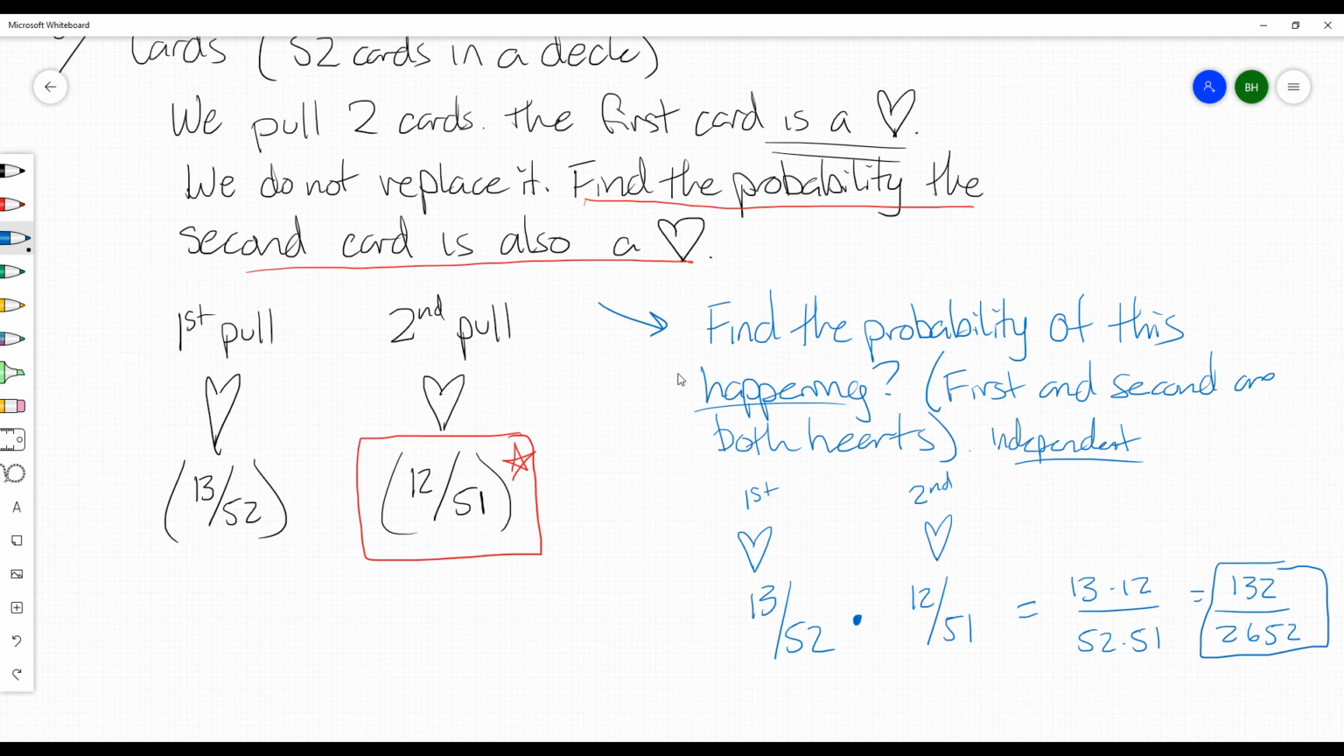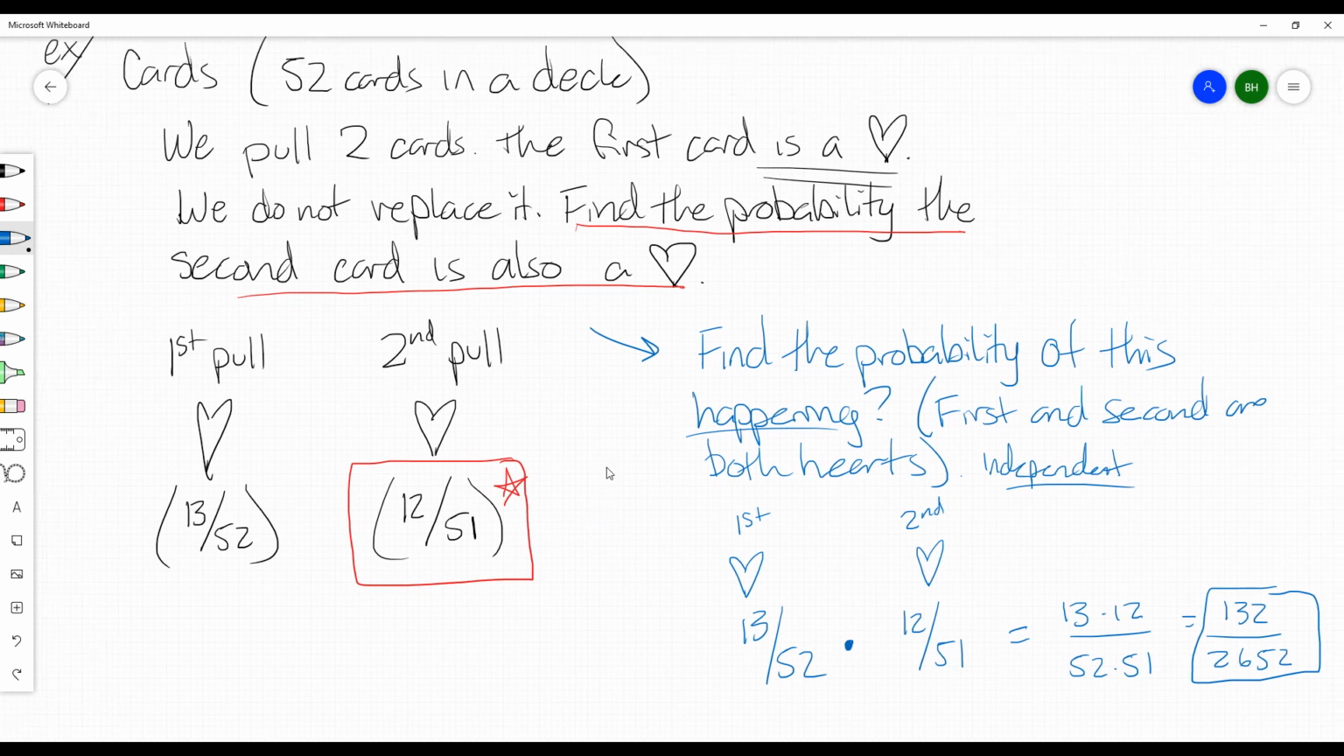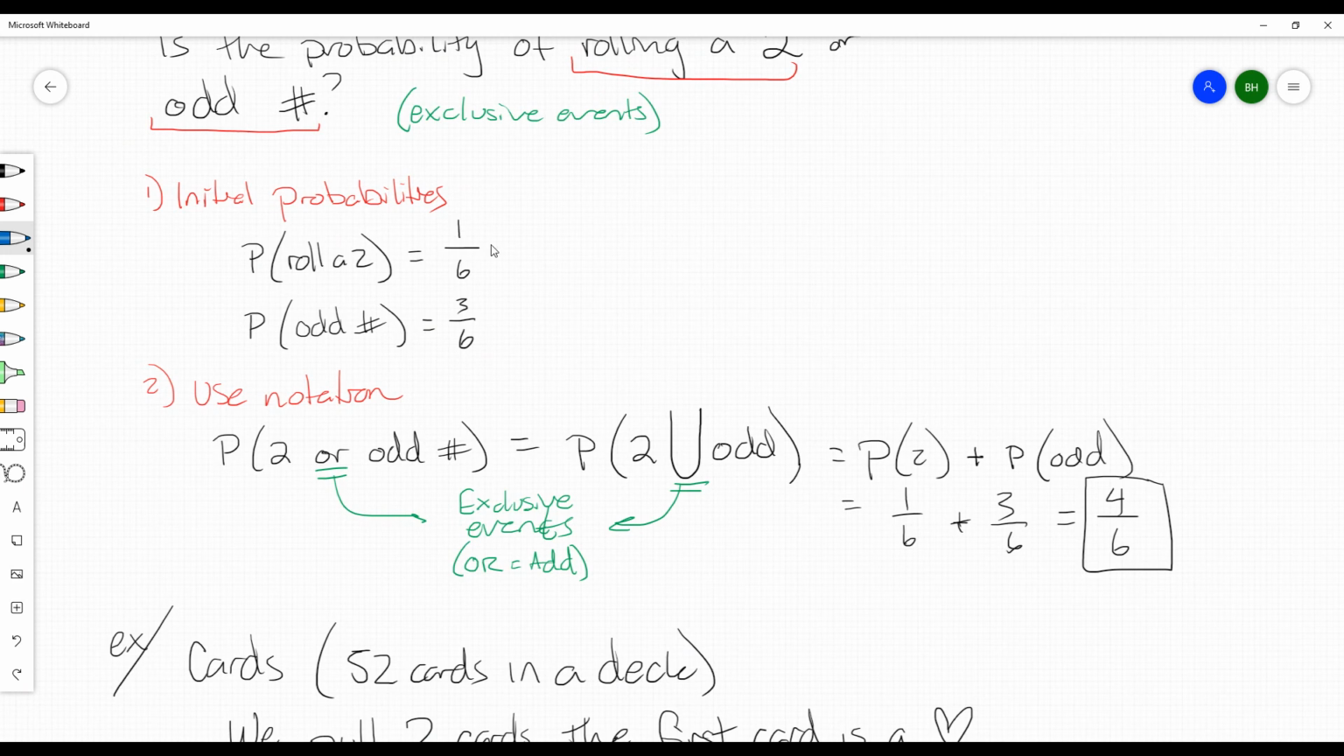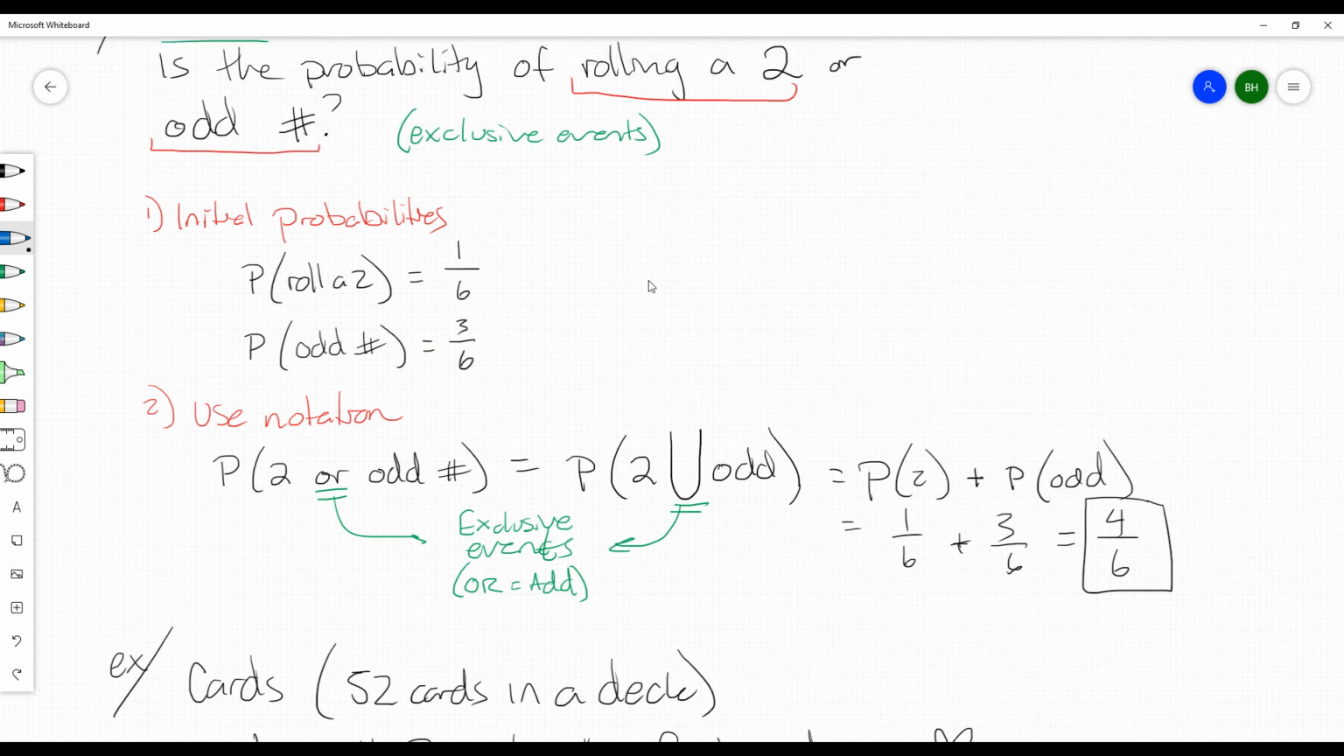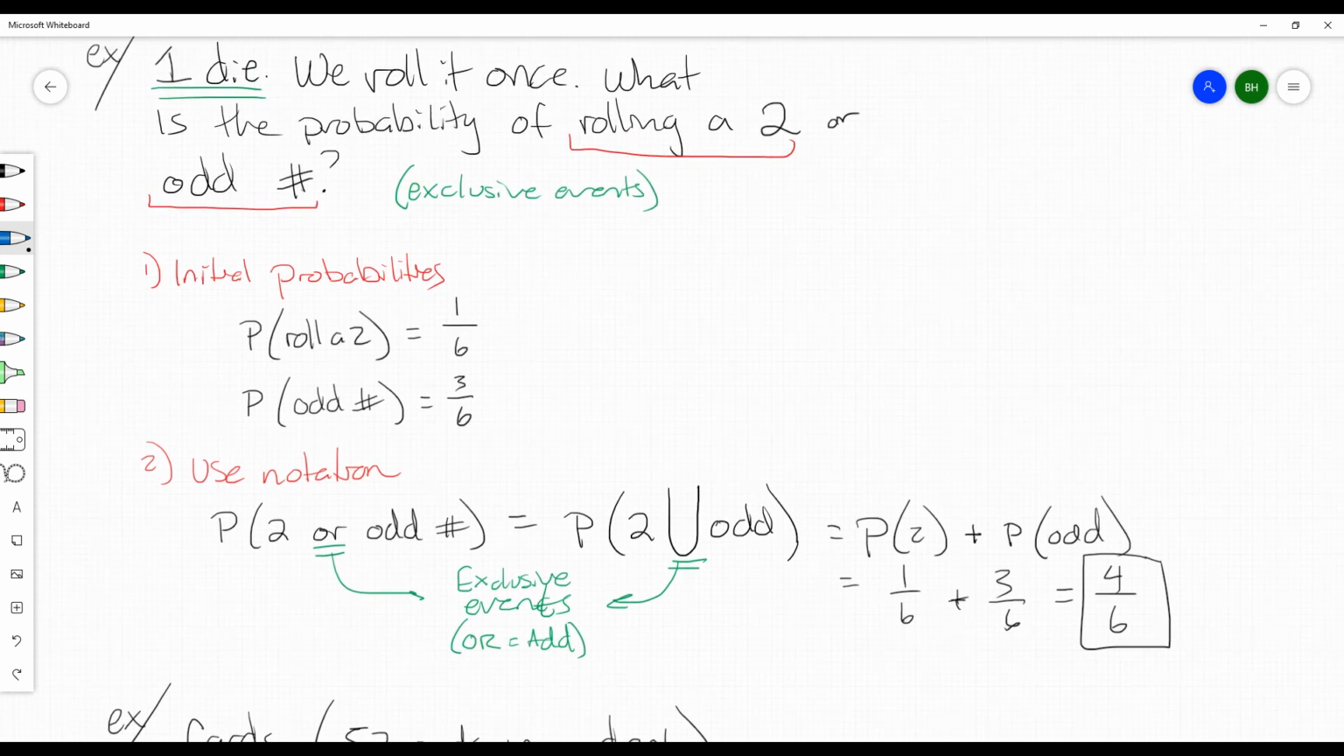So there's different pieces of information that we can dissect from different types of problems, but ultimately they follow the same fundamentals of reading through and looking at them. First, you start off with some sort of initial probability, and then you use notation depending on what kind of rule they're asking.